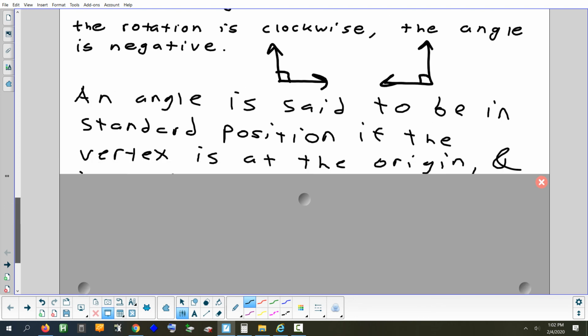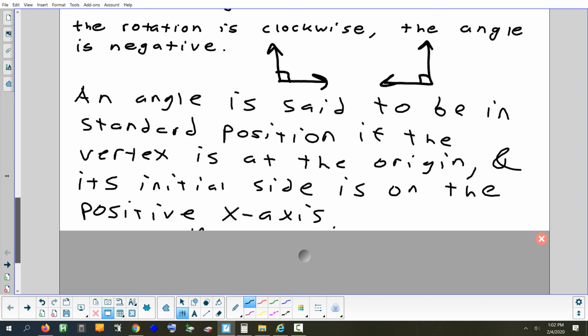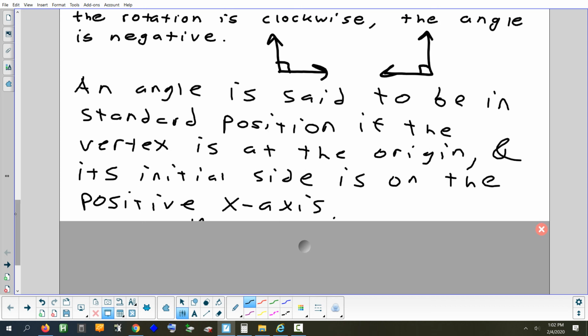So, to draw an angle in standard position, two things have to happen. First of all, imagine you had a set of axes. The vertex of your angle has to be right at the origin. Okay? That's the first thing. So if you had a coordinate plane, you would put the vertex at the origin.